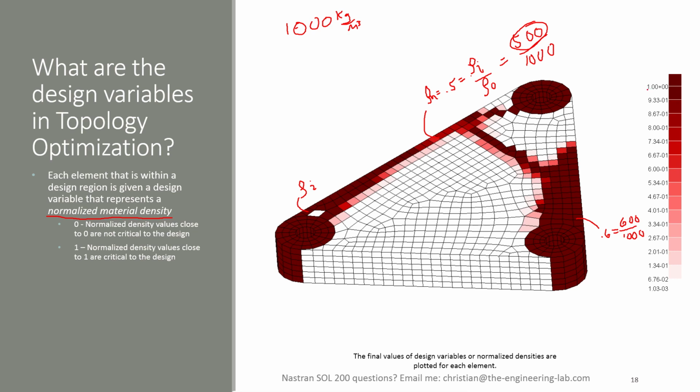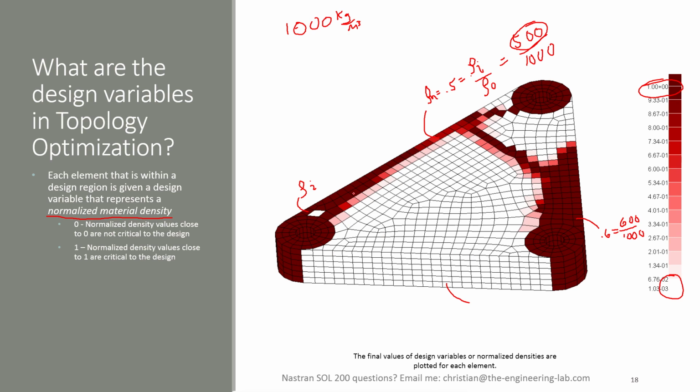So by the end, you're going to have a spectrum of values. Any design variable or normalized density that's close to 1 is an indication that that is a very important element that should be kept in the final design. Normalized material densities that are close to 0 are elements that could potentially be ignored from the final solution. Here in white, you can see which elements are not necessary. And the other thing to note, during the topology optimization, elements are never removed from the model. They're always kept.